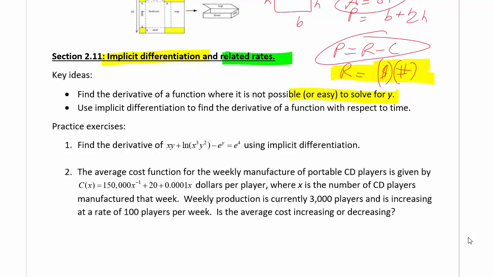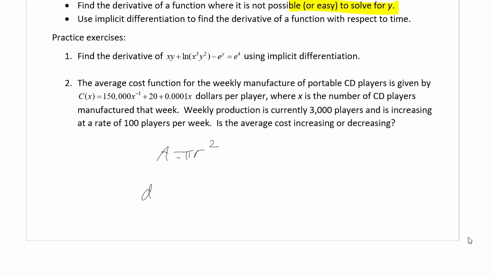So the related rates were where you had a function, maybe area equals pi r squared, where I'm going to do the derivative with respect to time. So it would be dA dt equals pi times 2r dr dt. And then you'd have to go through the word problem to find what values to sub in for r or dr dt or dA. So search those ones out, and that's your test.